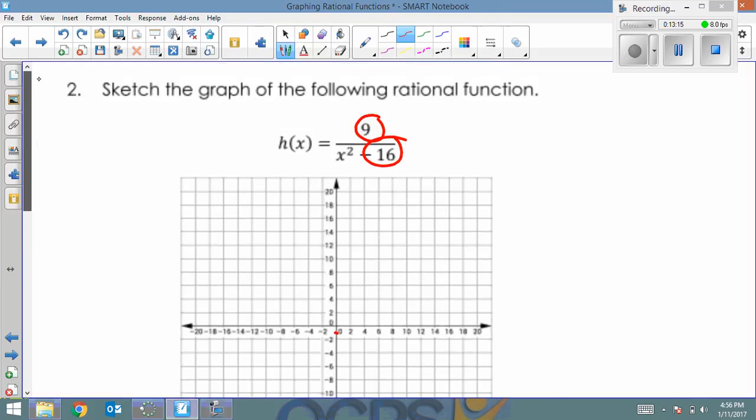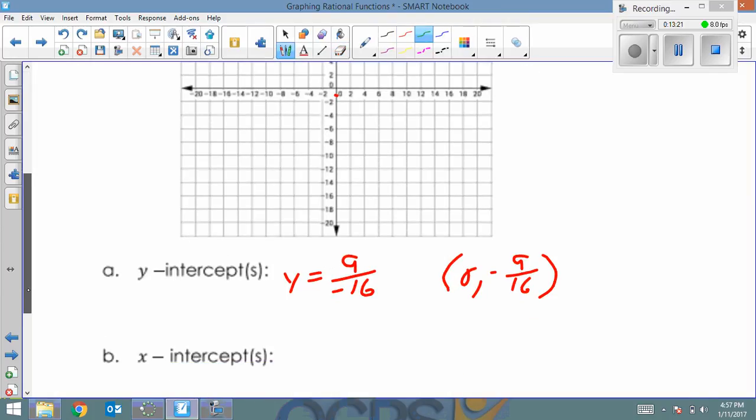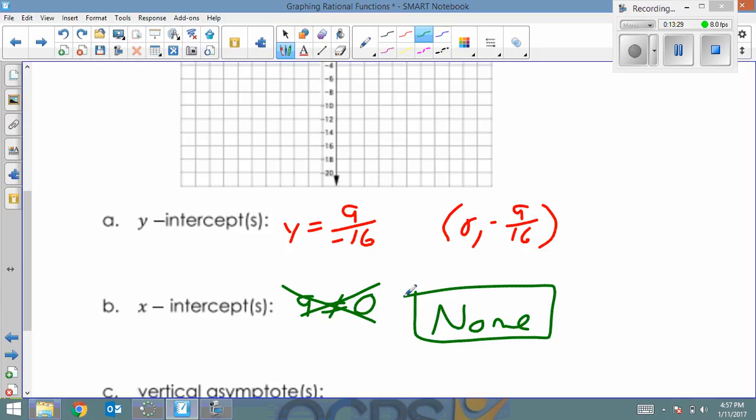Remember, to find our x-intercept, it's to take our numerator and set it equal to 0, but we have a problem here. 9 cannot equal 0. Doesn't happen. So in this case, we don't have any x-intercepts because that does not happen.